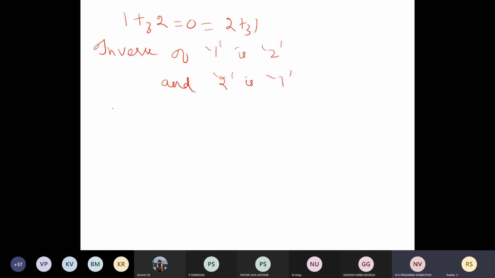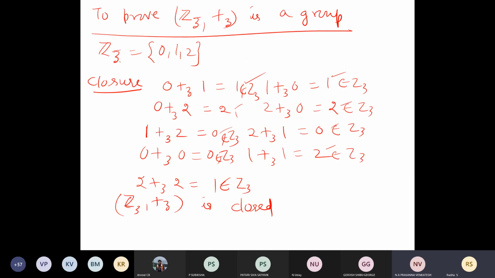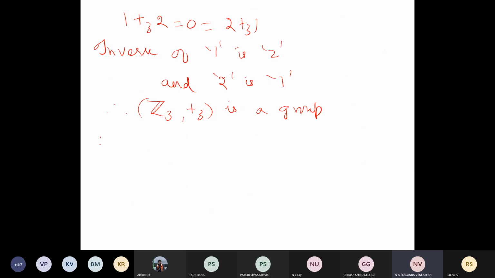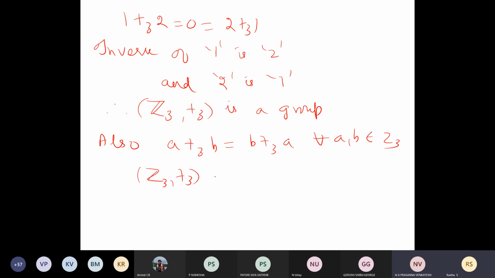So therefore, Z3 under addition modulo 3 is a group. Okay, is it abelian? Yes, of course. Here itself you can say it is abelian. You are adding in any order, you are getting back the same. Also, A addition modulo 3 B is B addition modulo 3 A for all A, B in Z3. So Z3 under addition modulo 3 is an abelian group.